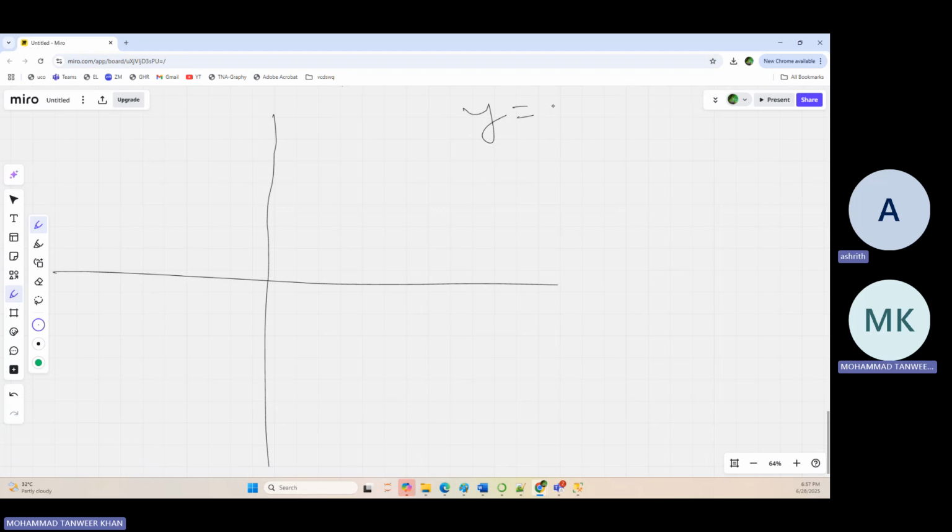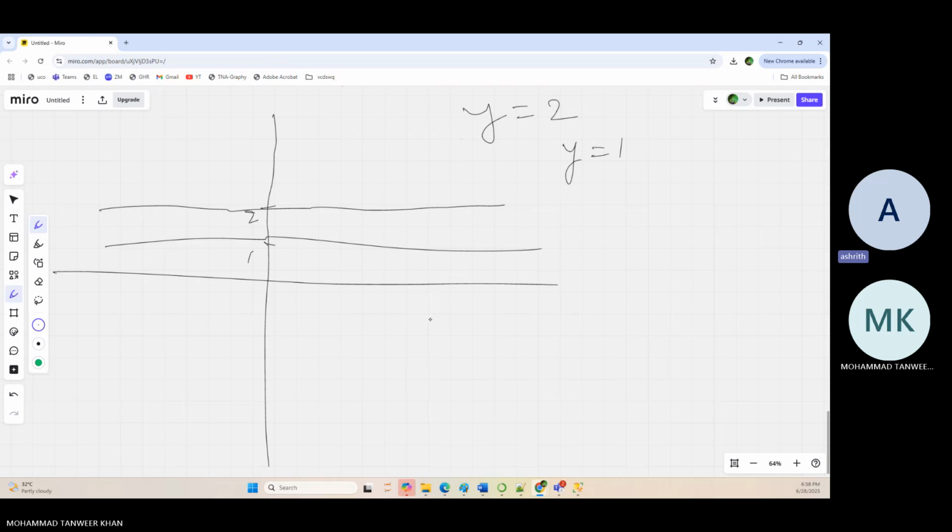Suppose we can take y equals 2. So if I take the y value 2, it's a constant because it will always pass through y equals 2. So y equals 2 means it will always be a straight line like this. This is a constant function. You can also say y equals 1. It will always pass through 1. Constant function. Y equals 4. It will always pass through 4. Constant function.